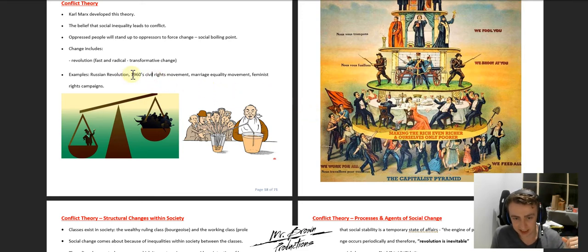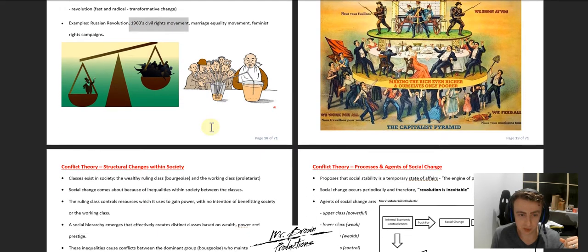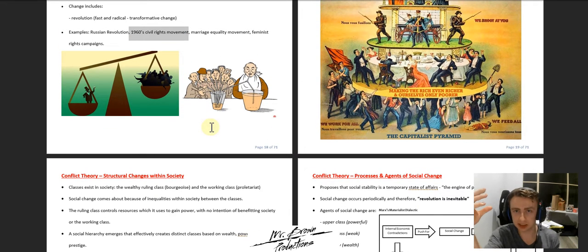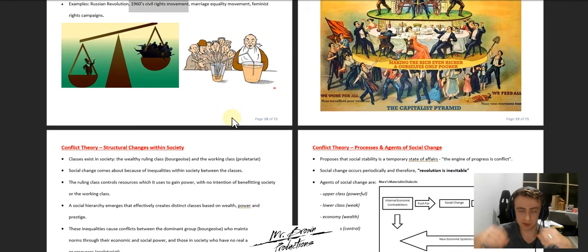If we look at it in another lens, say the 1960s civil rights movement, you've got the wealthy ruling class, which is considered the white person in America, and you've got the working lower class, or the proletariat, which was considered the black African American. And so what happened was these guys were competing for resources. We would see that the working class or black African American people down the bottom weren't getting a good deal.